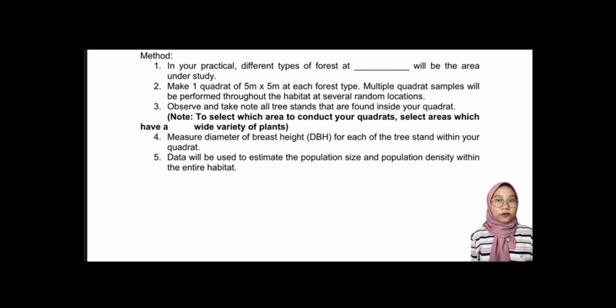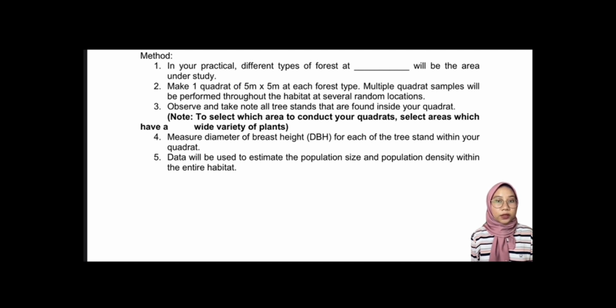Next, make 1 quadrat of 5 meters by 5 meters at each forest type. Multiple quadrat samples will be performed throughout the habitat at several random locations. Third, observe and take note of all tree stands found inside the quadrat, and select areas that have a wide variety of plants.